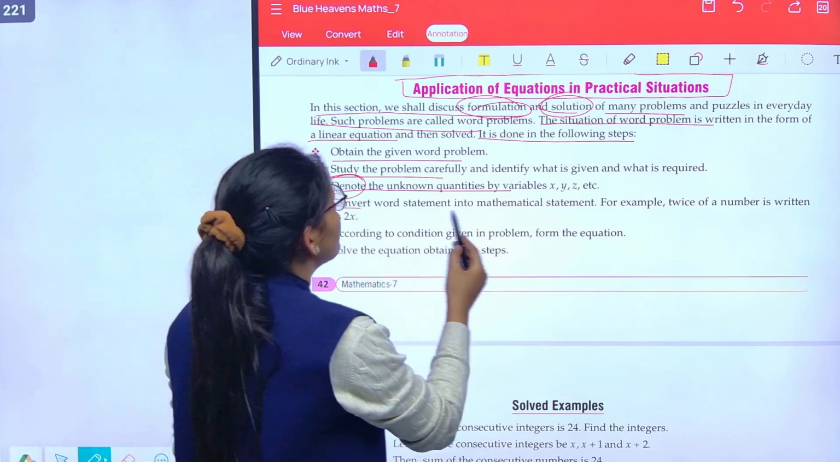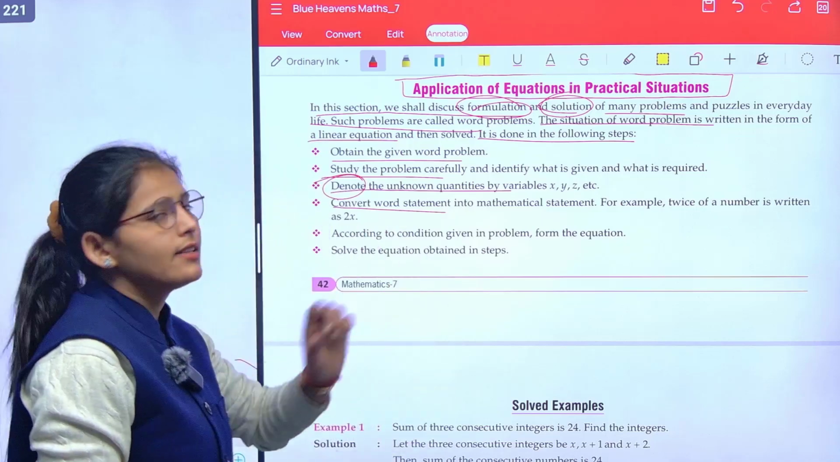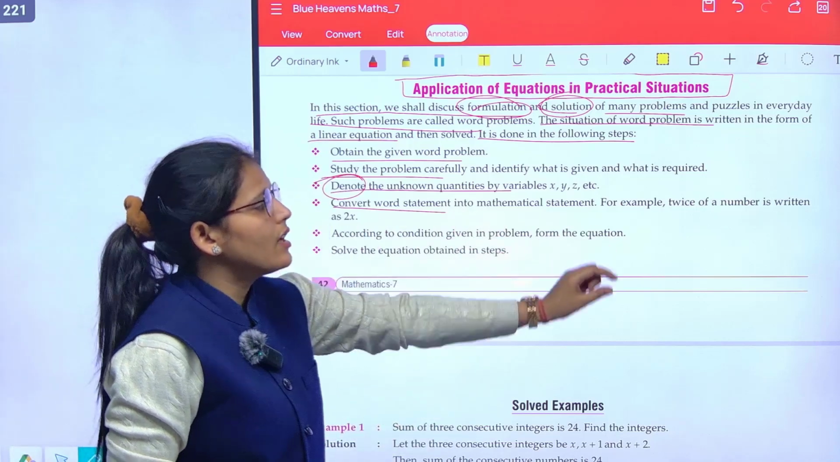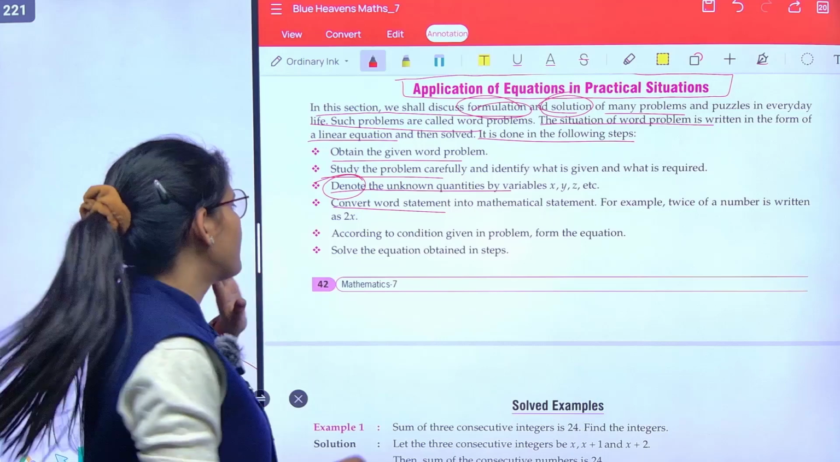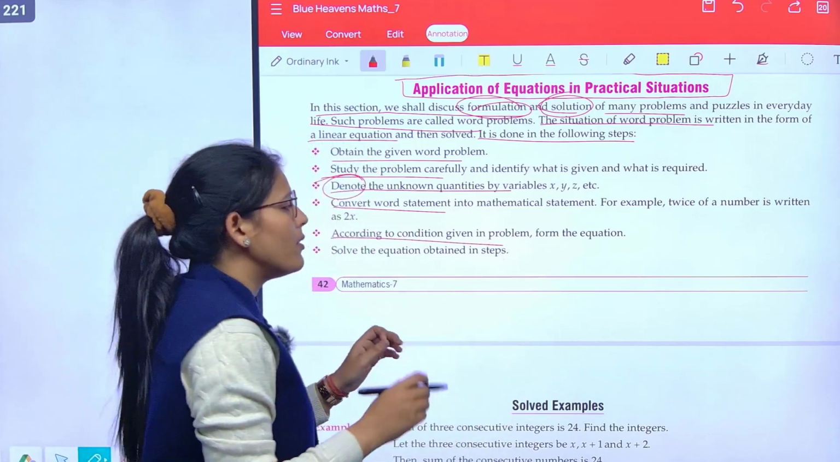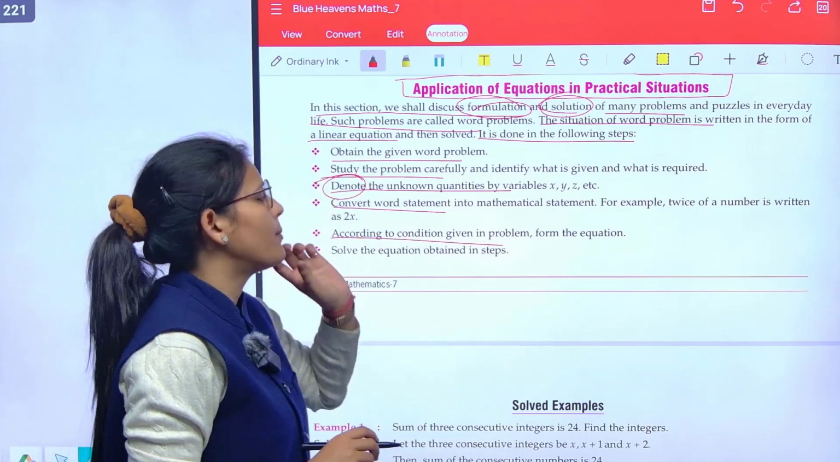Okay, convert the word statement into a mathematical statement. For example, twice of a number is written as 2x. According to the condition given in the problem, form the equation, and solve the equation obtained in the steps.